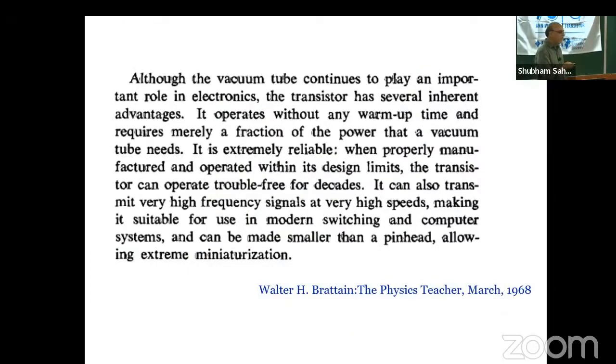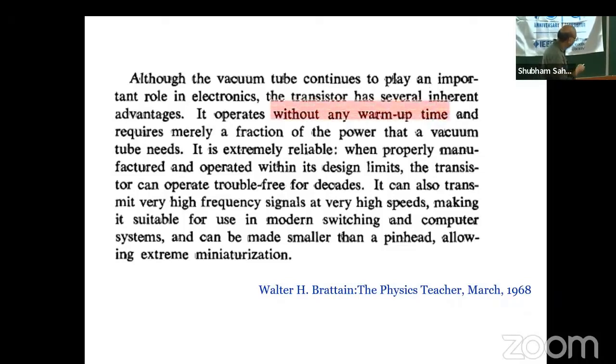Before I describe how this particular transistor was invented, I just wanted to point out, I've told you a few things that were problematic with respect to the vacuum tubes. This is in the words of William Brattain, one of the inventors of the transistor. After having invented the transistor, this is what he's writing. What are the advantages of the transistor with respect to this?